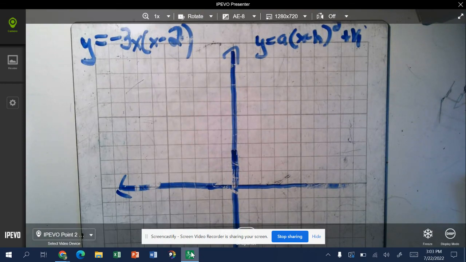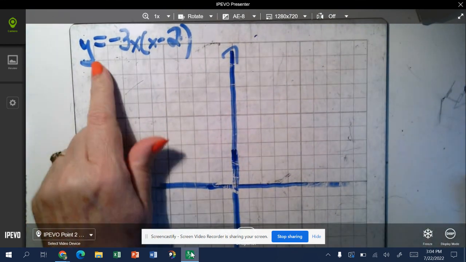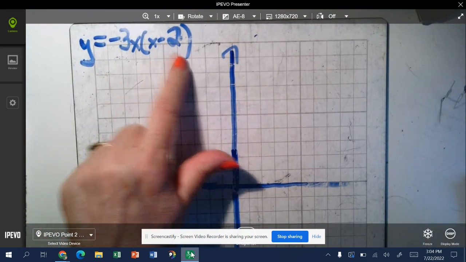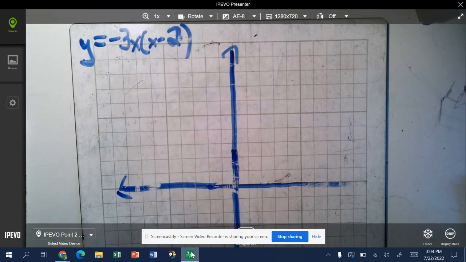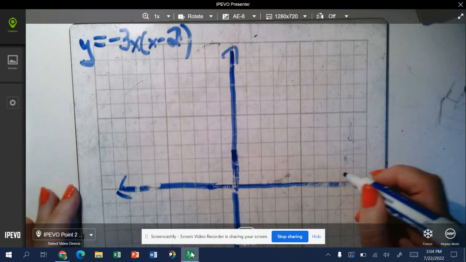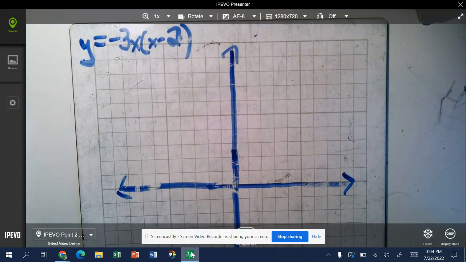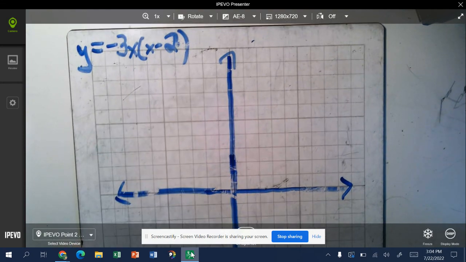All right, so this is number 4 on quad 3, and the equation is y equals negative 3x(x minus 2). And your instructions are to graph this. So the first thing you want to ask yourself is, what form is this equation in? Let's go through the forms and see if we can figure this out.